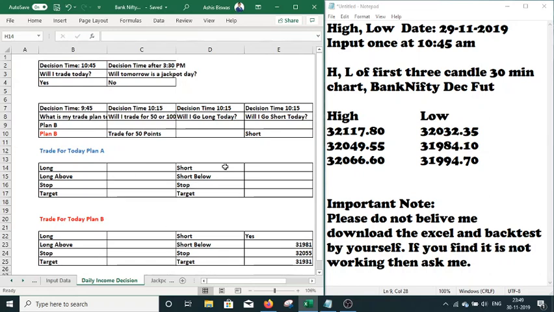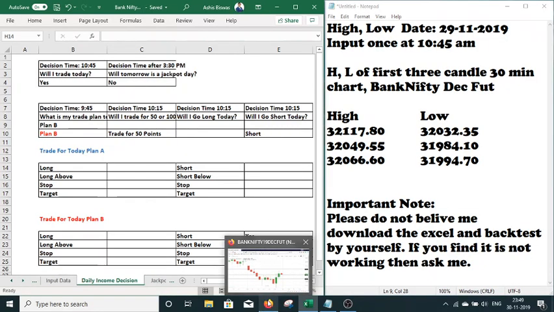Now the Friday, last Friday, was a short trade. We have to sell short, or sell below 31981, with stop loss 32055 and target 31931. Let's see what happened in the chart.